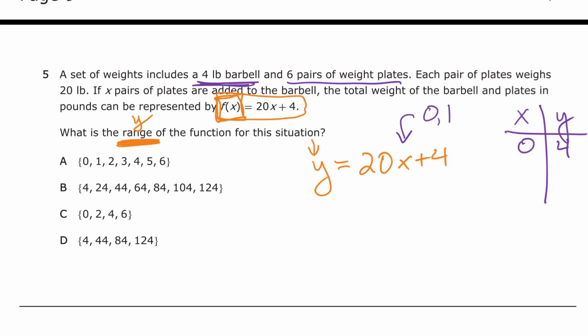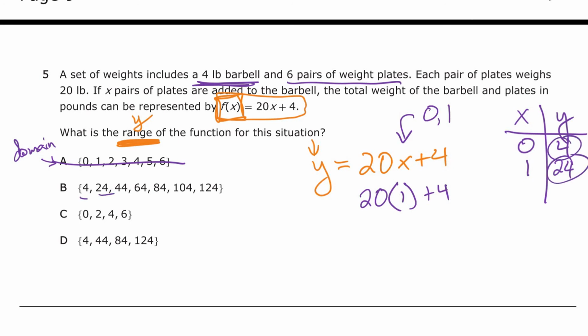What if I were to plug in 1 pair of plates? Well, 20 times 1 is equal to 20 plus 4 would give us 24. So if I have 1 pair, it would weigh 24. Let's go ahead and see if we can start crossing out some of our answers. A, that would have been the domain, the number of barbell pairs that we're putting on. B, 4, 24. So far those match. We're thinking that's it. C is clearly not it. And D has 4 and 44. So that's not it either. The answer is B, and we don't have to go any further.